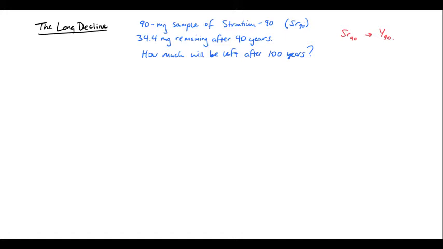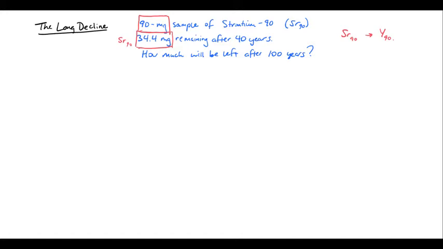It's just the thing to understand is that strontium-90 is a radioactive compound that loses particles and turns into something else. So if we start with a 90 milligram sample of this stuff, over time, the amount of strontium-90 remaining is going to decrease. And in this problem situation, we're told that after 40 years, a very long time, the 90 milligrams has declined to 34.4 milligrams of SR90. And the question is, how much will be left after 100 years?